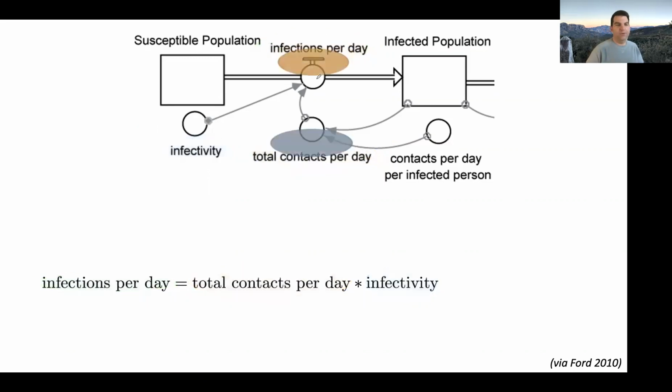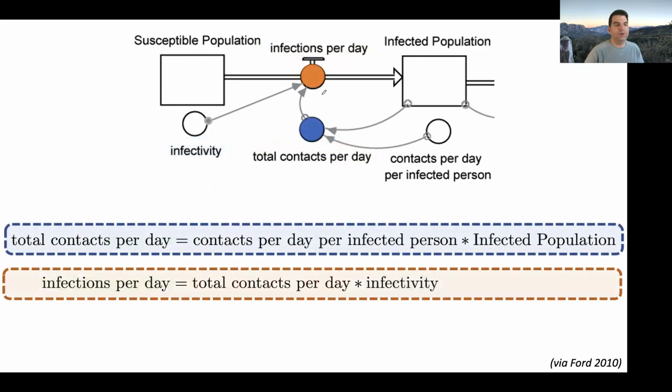And then that goes into the infections per day flow. And that infections per day flow is just my total contacts per day times my infectivity. That flow is then going to reduce the susceptible population and increase the infected population. So that's how we're building this here.